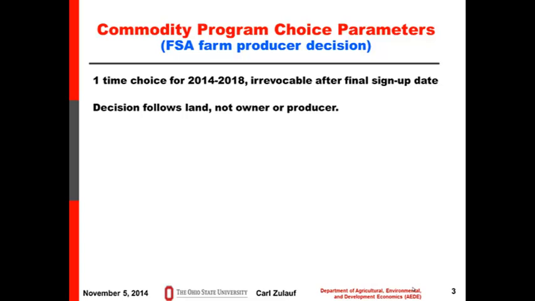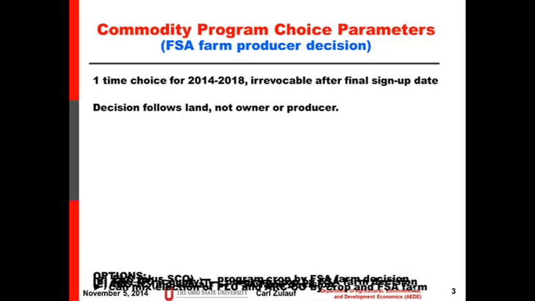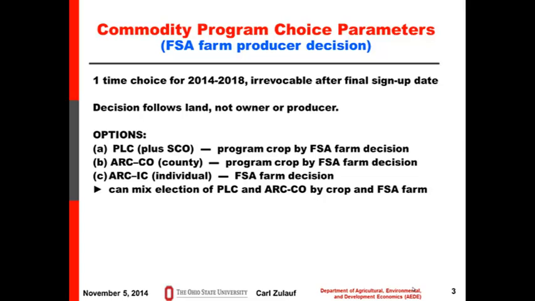The decision follows the land, not the owner or the producer. So if a new producer would come to this particular FSA farm, the farm would remain in the program that was selected as of the last sign-up day. The same thing is true if the owner changes. The new owner would have the program that the old owner had agreed to. So it follows the land, not the owner or the producer.